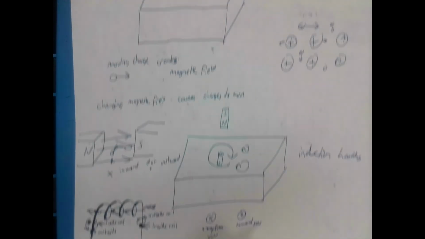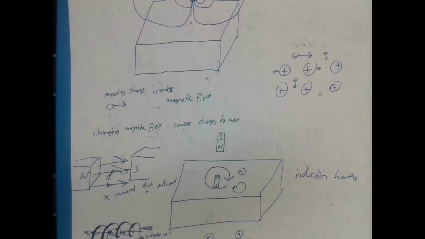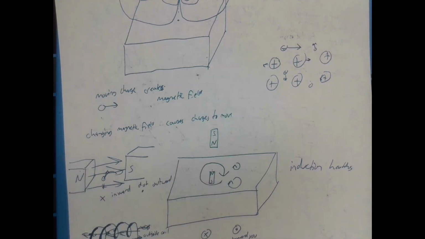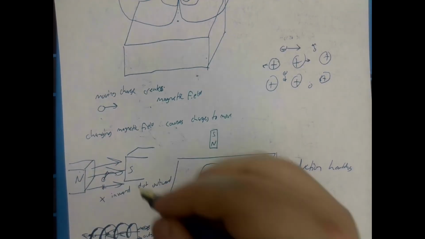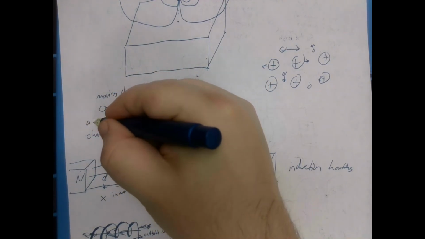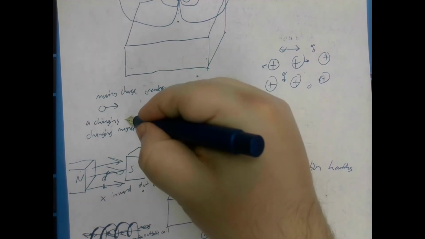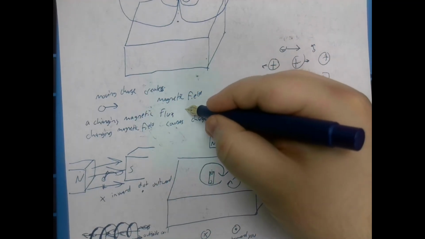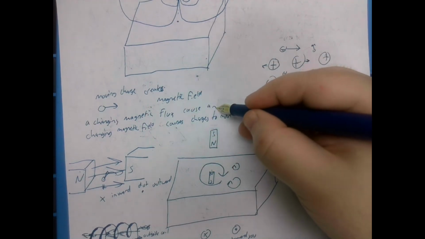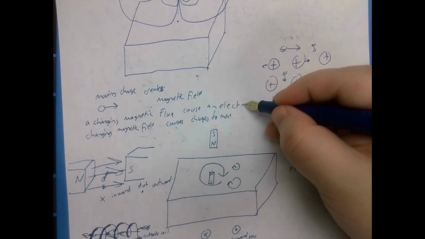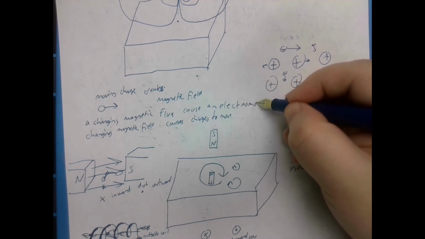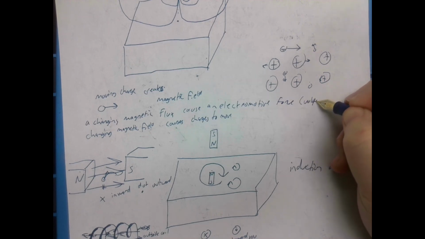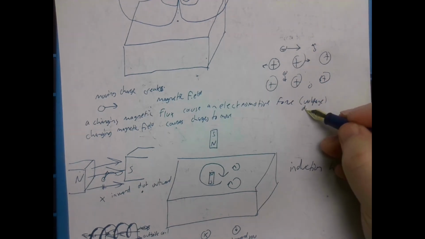Earlier I said a changing magnetic field causes charges to move. This is slightly misstated, and the bell's about to ring. It's really a changing magnetic flux causes an electromotive force, also known as a voltage, or voltage difference.